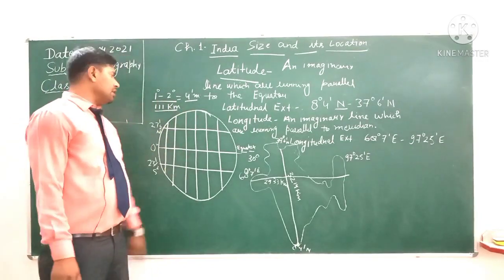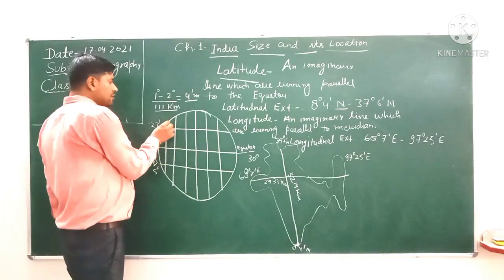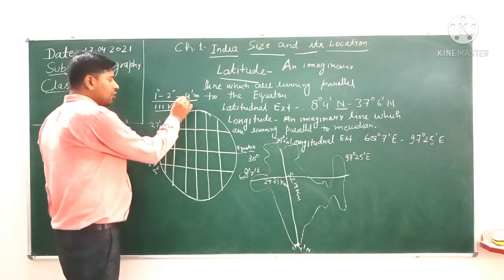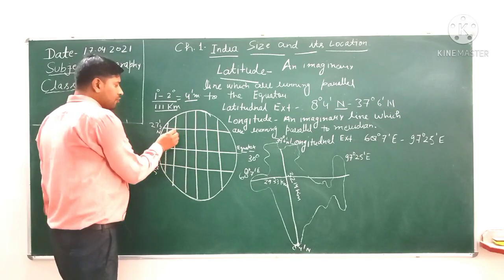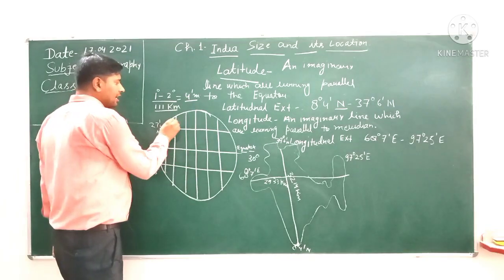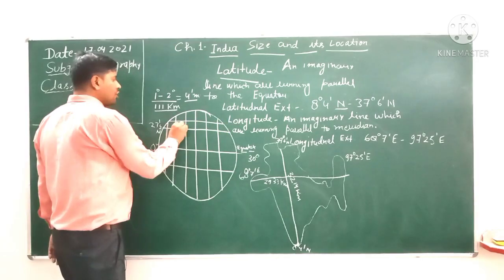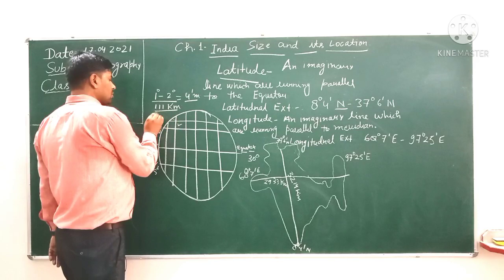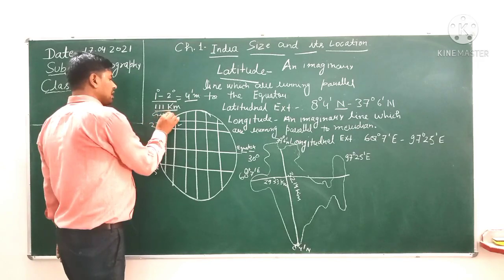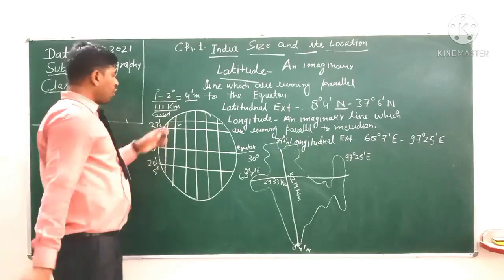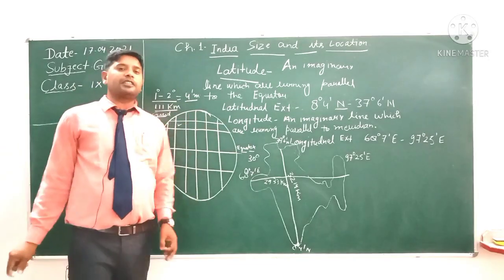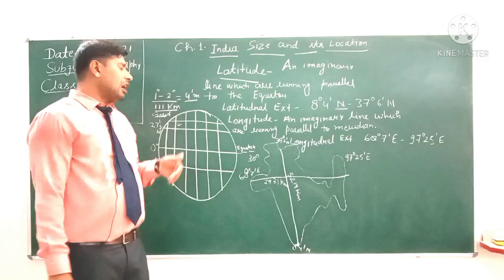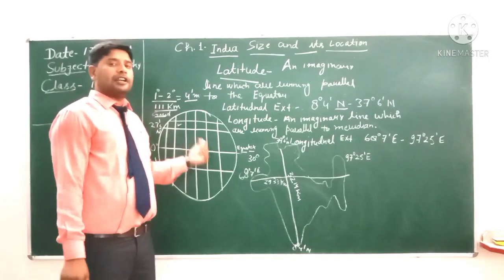The boxes which are made by the latitudinal and longitudinal lines are known as the grid.